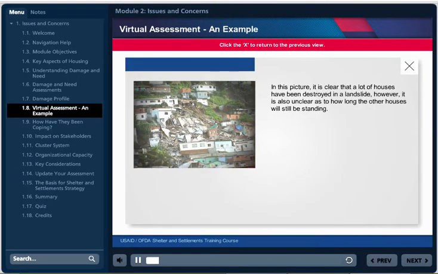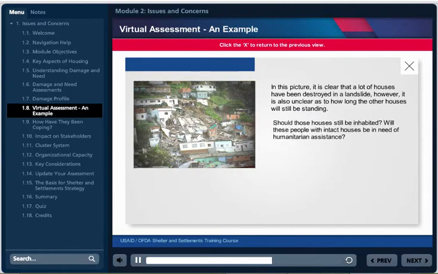In this picture, it is clear that a lot of houses have been destroyed in a landslide. However, it is also unclear as to how long the other houses will still be standing. Should those houses still be inhabited? Will these people with intact houses be in need of humanitarian assistance?